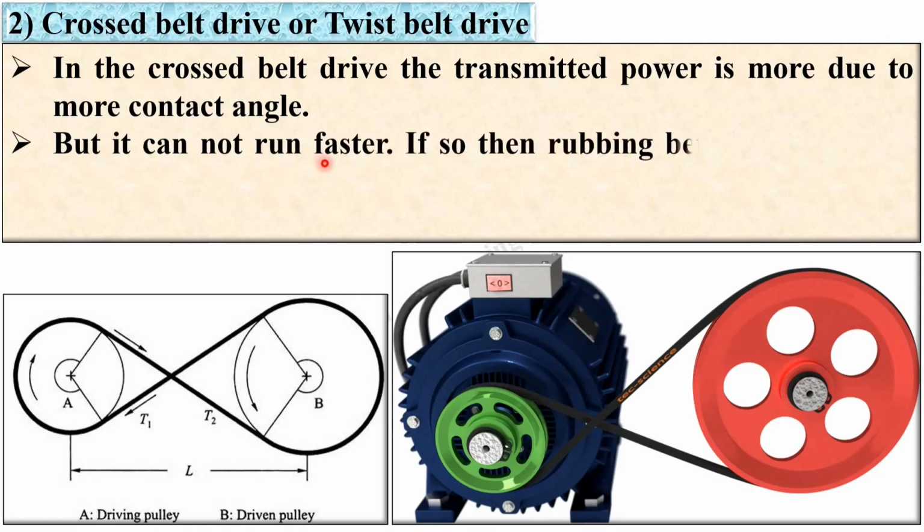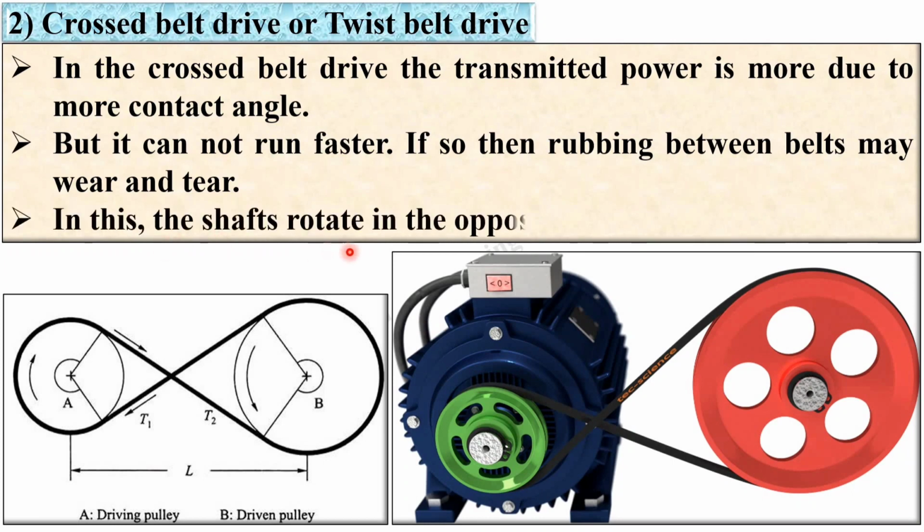But it cannot run faster because it is twisted over here. If so, then the rubbing between the belts may cause wear and tear. Here you can see the belt contacts over here, and if you increase the speed, there will be rubbing between the belts, and so there will be wear and tear.